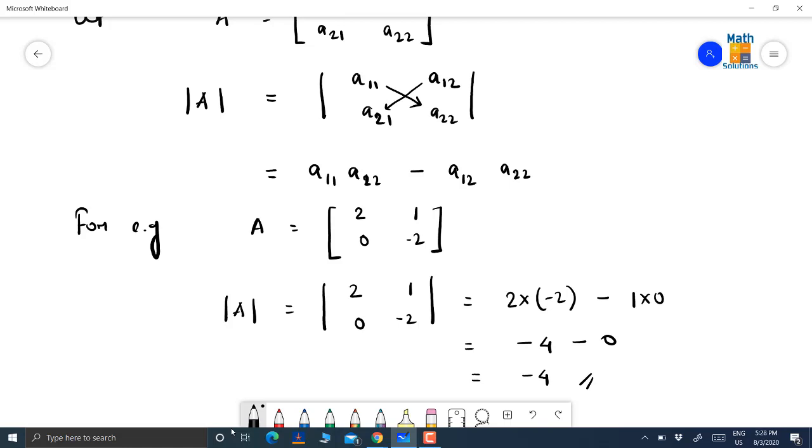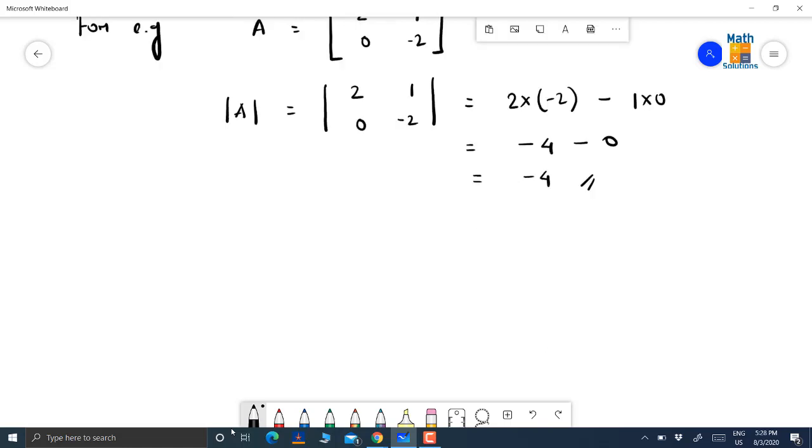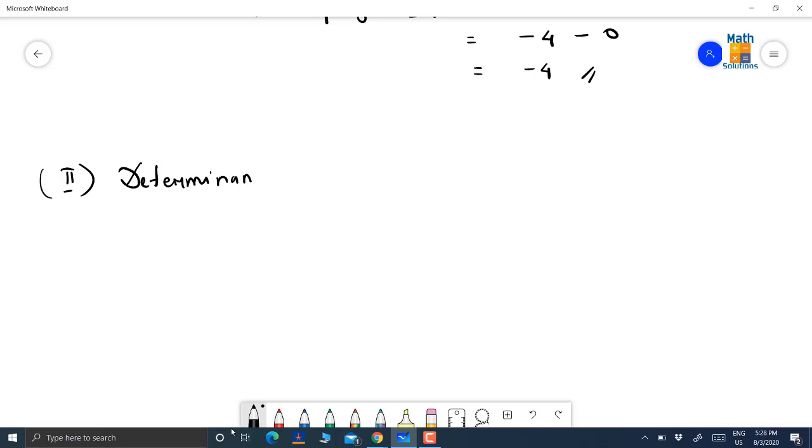Next comes expansion of the determinant of an order 3 matrix. So here is case 2. Here we shall go through expansion of the determinant of a matrix of order 3.